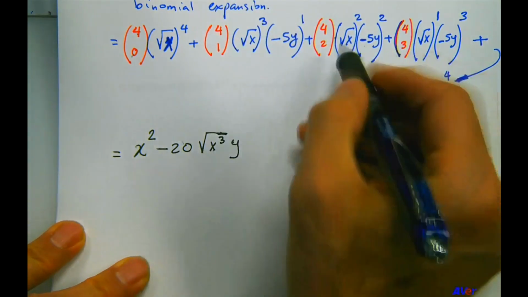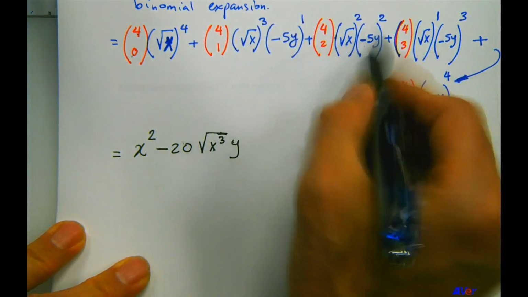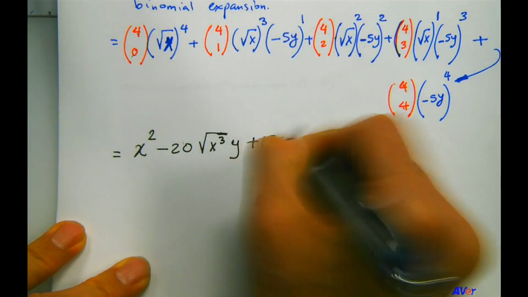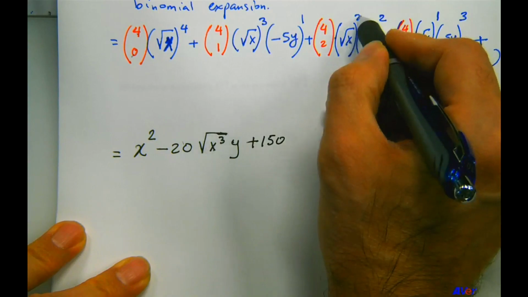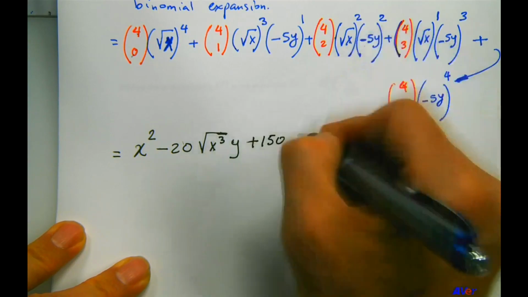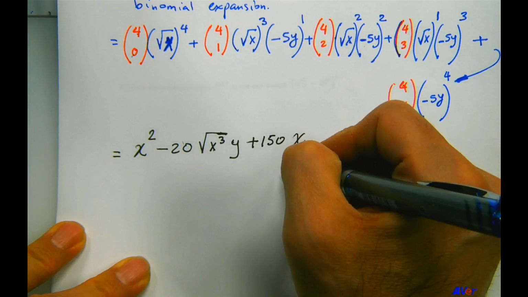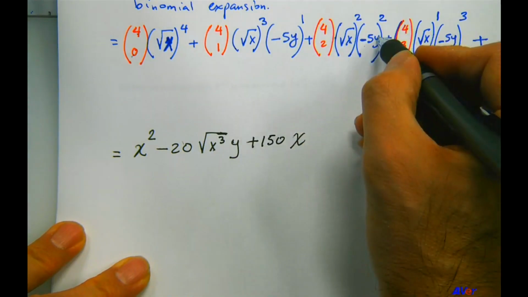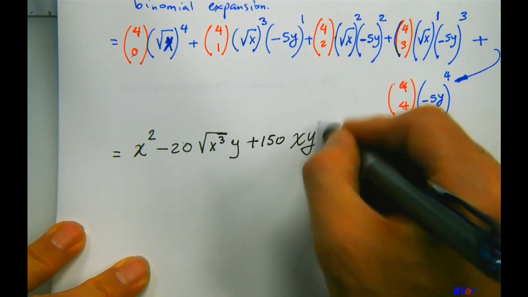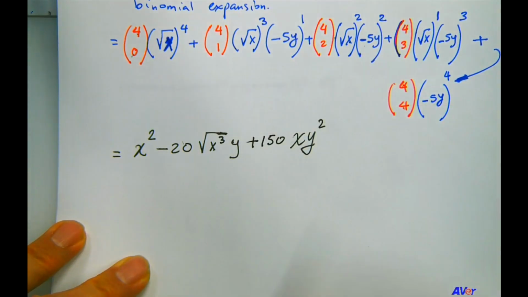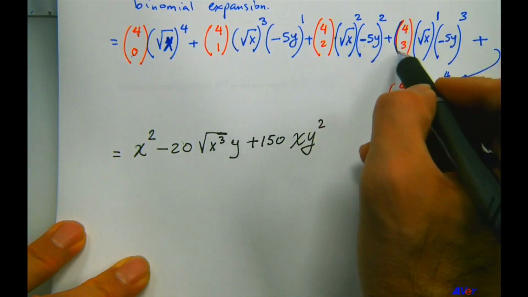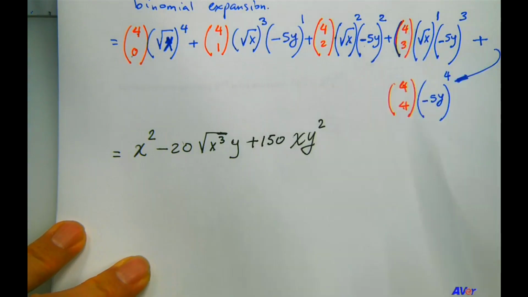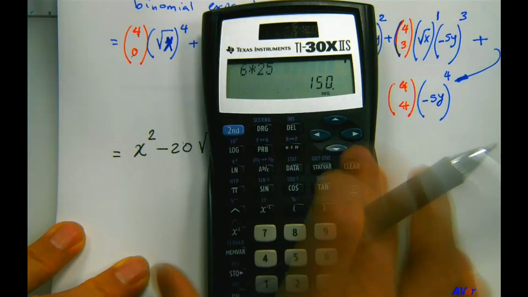So we have positive 150 square root of x squared. What is that equal to? Just x. Square root of x squared is just x. And then, of course, y squared. So that's that term after simplifying. Then we have 4 choose 3. Let's calculate what this quantity is. 4 choose 3.